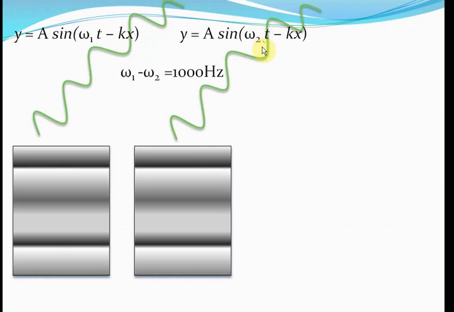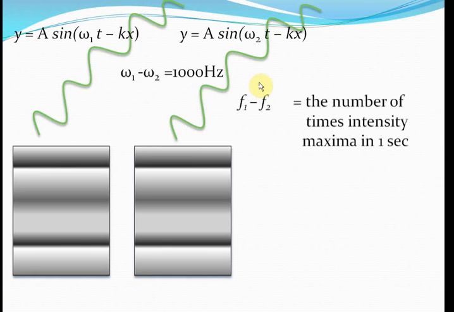Now what's the question? The question is, what is the time difference between two intensity maxima obtained by the interaction between these two waves? You see, this wave will interact with this wave. The resultant intensity will vary, it will go up, it will go down. So what is the time difference between two maxima of that intensity? That's what we have to find out.